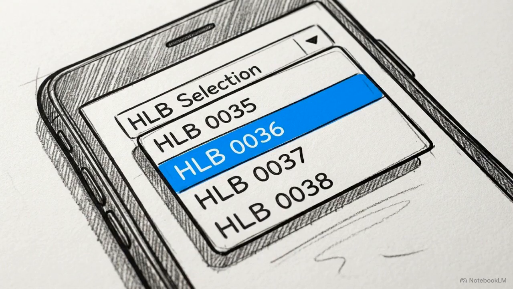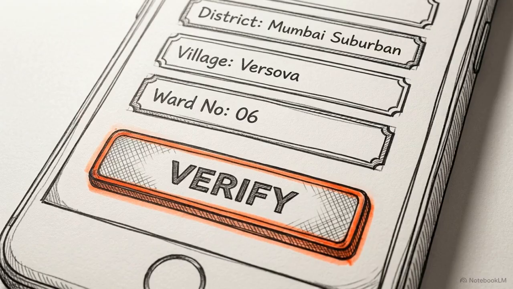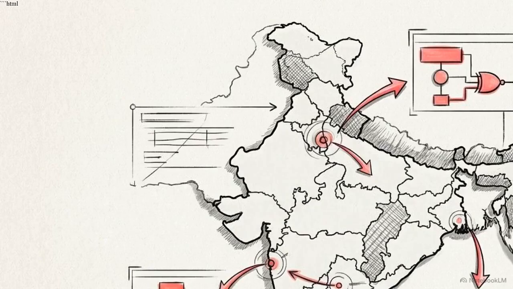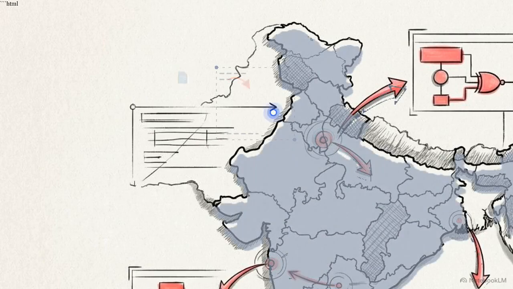Inside the app, select your assigned HLB from the drop-down menu. This will bring up pre-filled geographical data, including your district, ward number, and village, which you must verify before proceeding. Verifying this information ensures that every record you create is linked to the correct geographic coordinates in the national database.